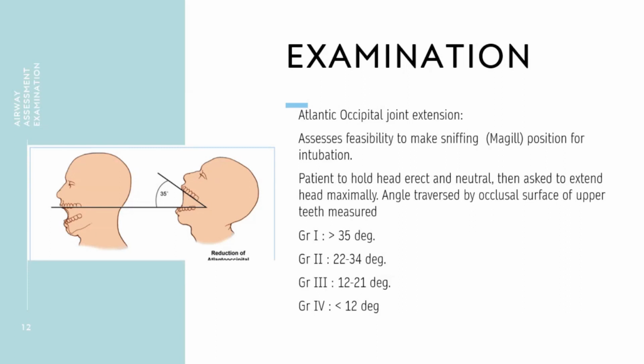So grade 1 is greater than 35 degrees. Grade 2 is 22 to 34 degrees. Grade 3, 12 to 21 degrees. And grade 4 is less than 12 degrees. Grade 3 and 4 predispose to difficult intubation because visualization of the larynx via normal laryngoscopy is not possible. So we might have to use additional equipment or newer video laryngoscopes in such patients.